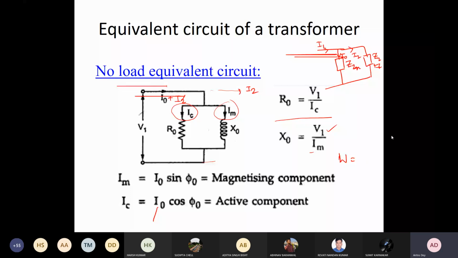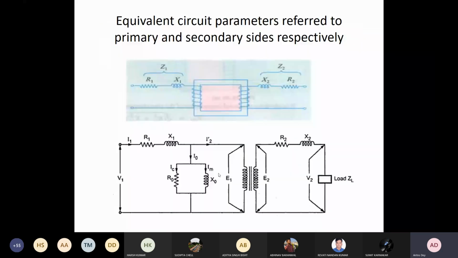But the equivalent circuit we can draw like this when the secondary is open. Next we go to the equivalent circuit of the complete system, where it looks like this. This is your no load component, and this is the magnetizing path. Here it is still I2 dash, but after this turns ratio, this is your transformer. On the primary side it is I2 dash, but in the secondary side it is I2 only. That you can do only when you have this turns ratio like this.